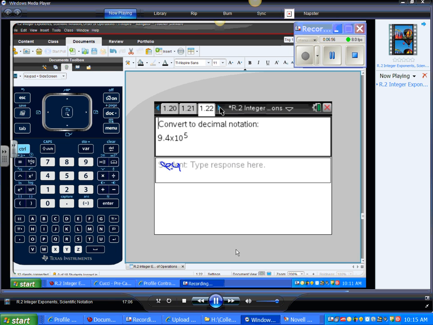9.4. Yikes. Let's try again. 9.4, and we're going to move it 5 places. 1, 2, 3, 4, 5. So 940,000 is your answer. And again, that's put back in decimal notation. Okay, moving on.